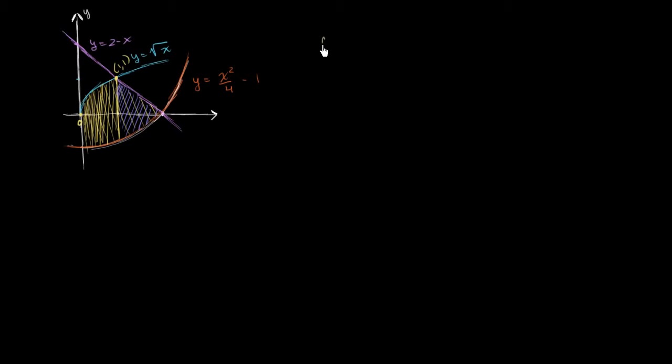Well, that's going to be the definite integral from x is equal to 0 to x is equal to 1. Our upper function is square root of x, and from that we want to subtract our lower function, x squared over 4 minus 1. And then, of course, we have our dx. So this describes the area in yellow.